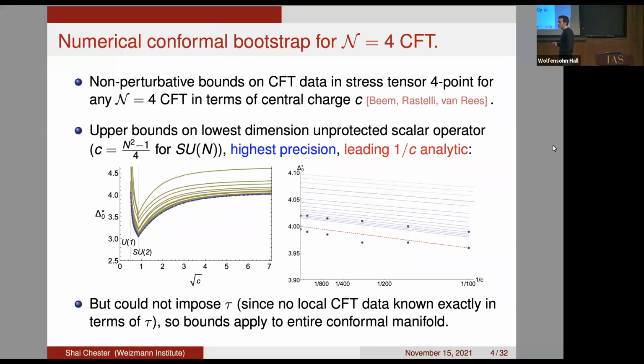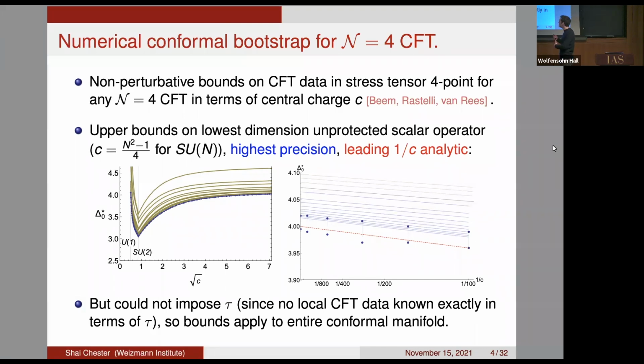The limitation of this bootstrap study, though, is that they did not know how to impose the value of tau. They could only impose the value of C, but not tau. The reason is that there is no local CFT data which is known exactly in terms of tau. Of course, all the scaling dimensions and OPE coefficients generically depend on tau, but in some very complicated way. Because you want to do a non-perturbative study, they didn't know something exactly in terms of tau which they could input into the bootstrap and thereby study as a function of tau. So that was a limitation of the previous study.